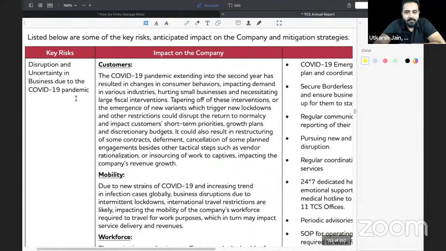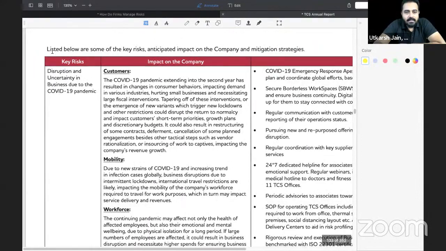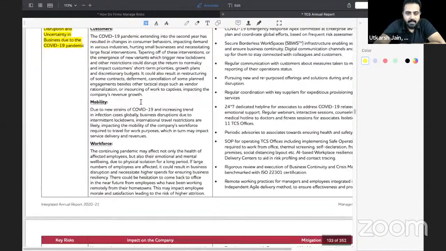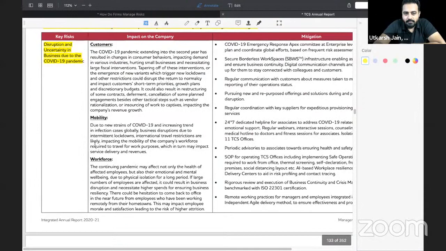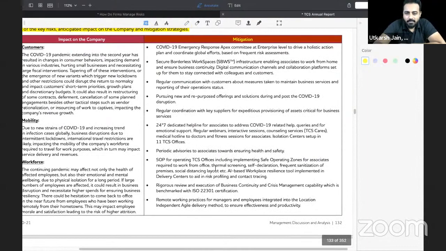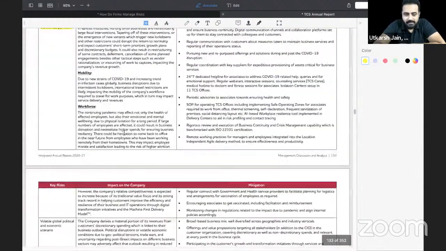Here's risk number one. Listed below are some of the key risks, impact on the company, and mitigation strategies. Number one, disruption due to COVID-19. What could be the impact on customers, mobility, workforce? How are we trying to mitigate the risk? Right, so whatever steps they've taken.